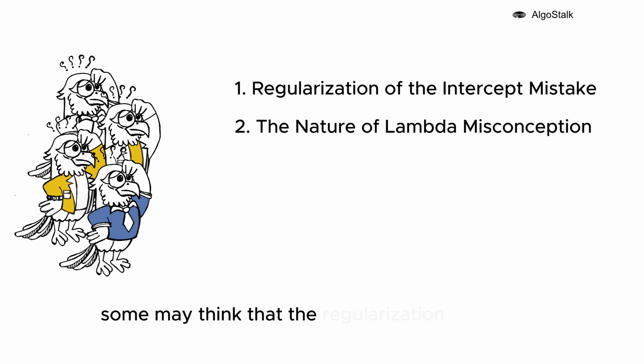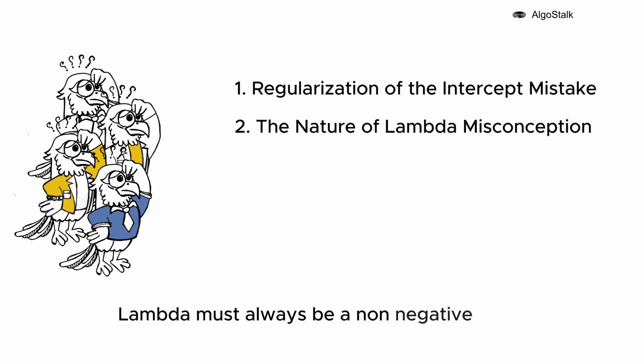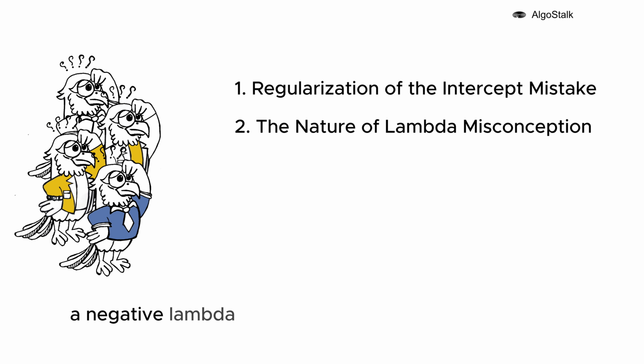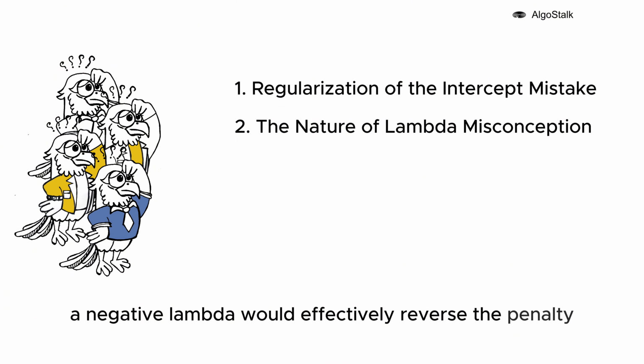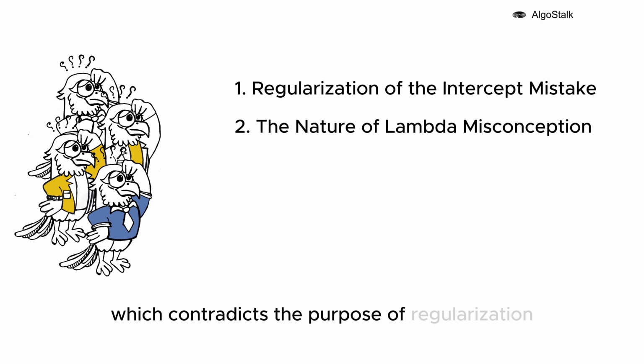Some may think that the regularization parameter, lambda, can take negative values. Lambda must always be a non-negative value. A negative lambda would effectively reverse the penalty, which contradicts the purpose of regularization. This would lead to uncontrolled overfitting.